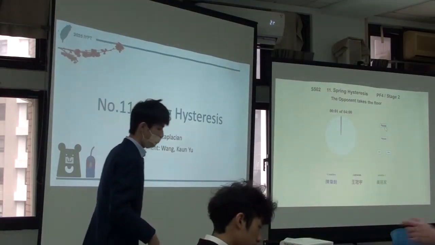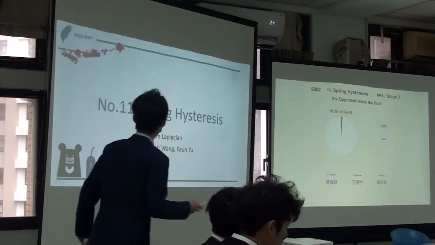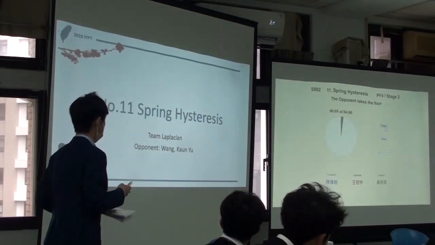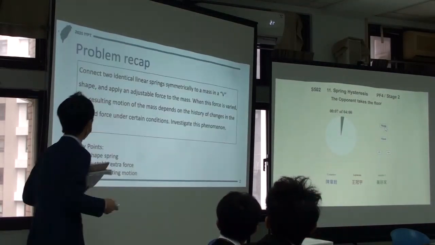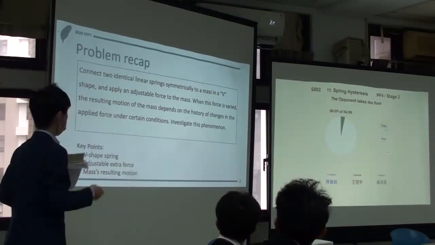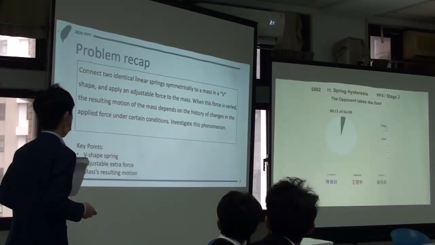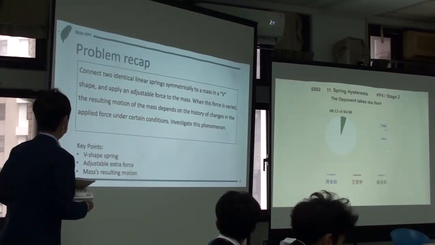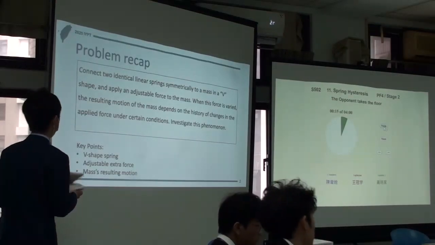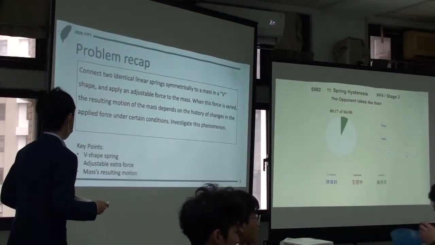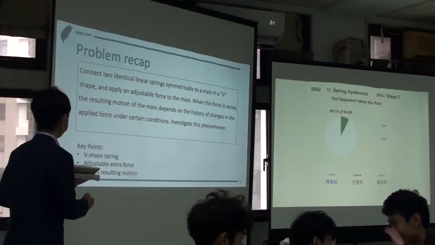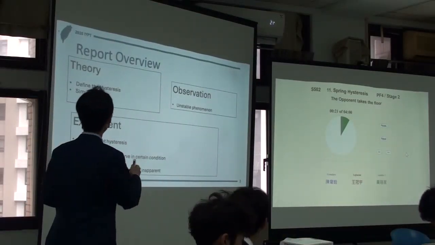Hello everyone, I'm the opponent for the spring hysteresis report, and we are from Team Plastic. The reported key point is on the V-shaped spring, adjustable extra force, and mass resulting motion. Okay, so the report overview.